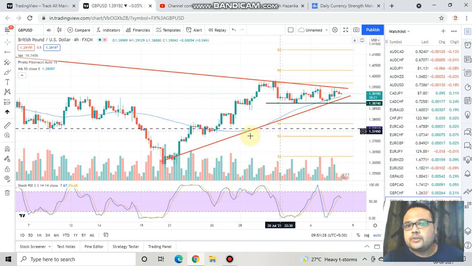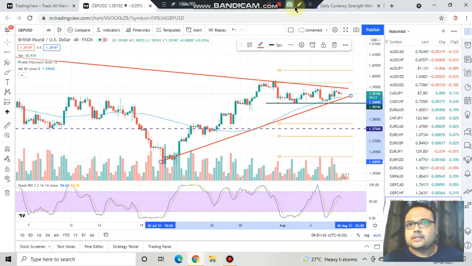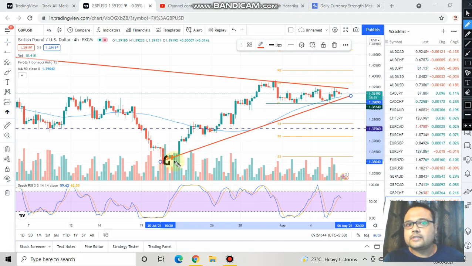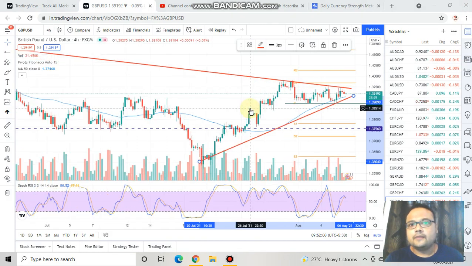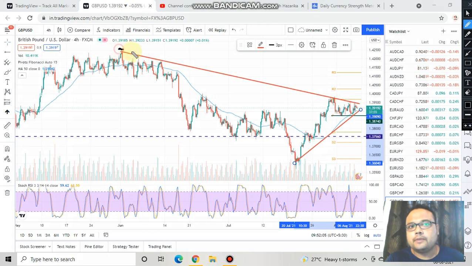So apart from these two lines, you can see that I have also drawn a trend line here. But let me be very honest here. Though I have drawn this trend line because of this touch and this touch, this trend line is not that strong, because whenever you see a trend line like this, then definitely you can assume that this line is not that strong. Because if I zoom out the chart, you can clearly see that whenever the market is going up, this line is acting as a strong resistance for the market.